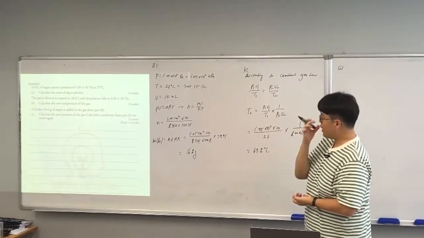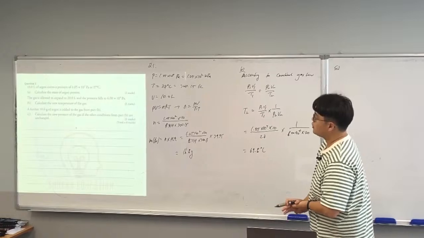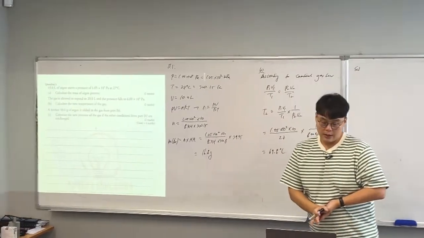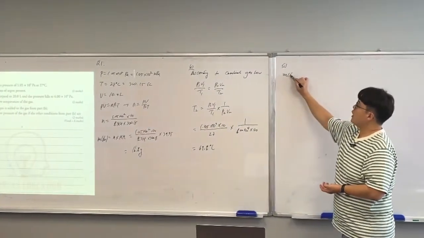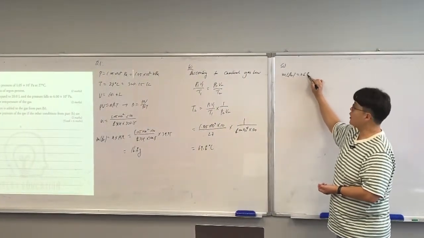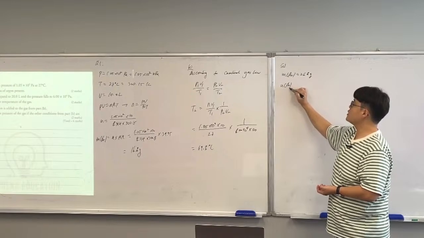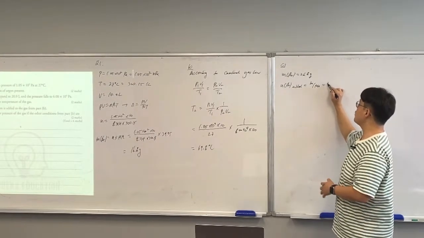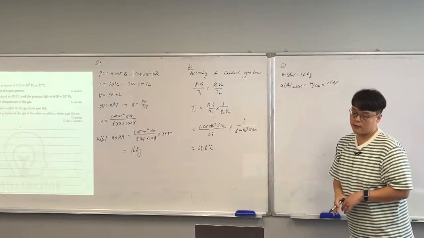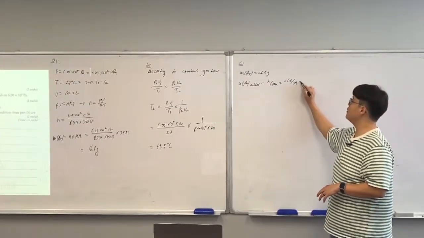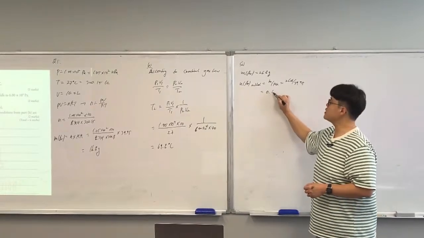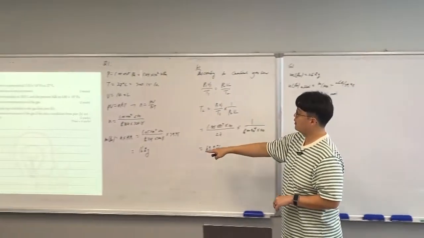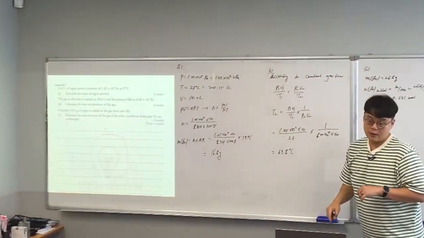C. A further 10 grams of argon is added to the gas from part B. Calculate the new pressure of the gas if the other conditions from part B are unchanged. So let's start with the mass of the argon added. That's given as 26.8 grams. That means the n of the argon added must be mass over molar mass. That's 26.8 divided by 39.95. You would get approximately 0.671 mole. This amount of moles is now added on top of the existing amount.